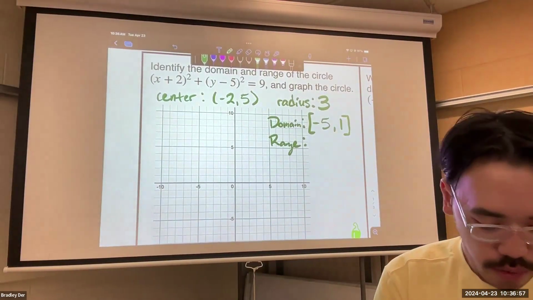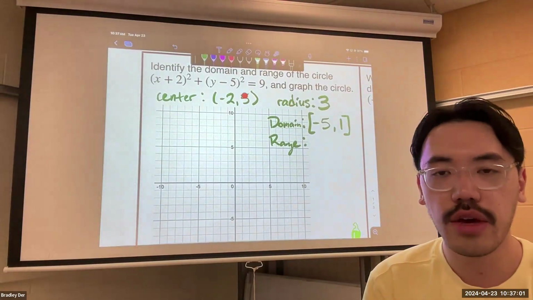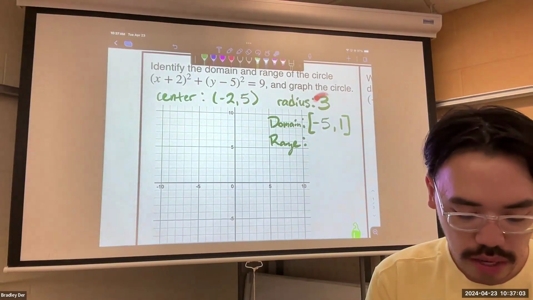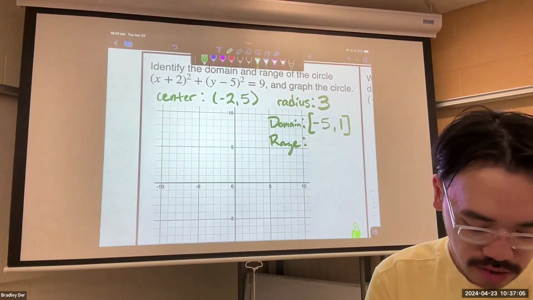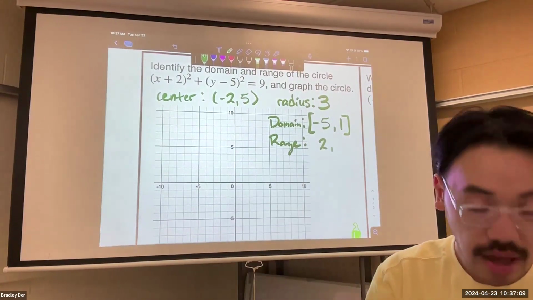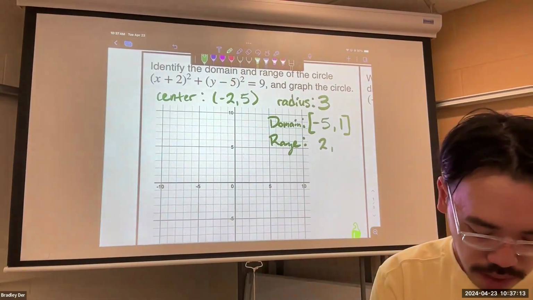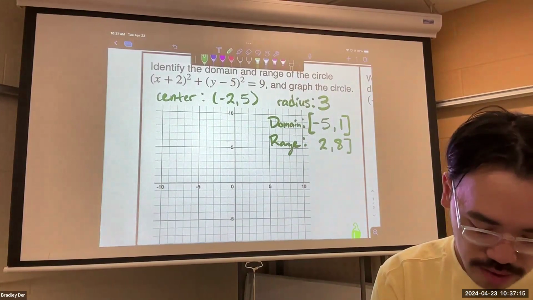Similar thing with range. The center of the circle is at a y value of 5, right? We'll go as low as 2 if the radius is 3. So center at 5, and then lowering by 3 goes down to 2, and then as high as 8.